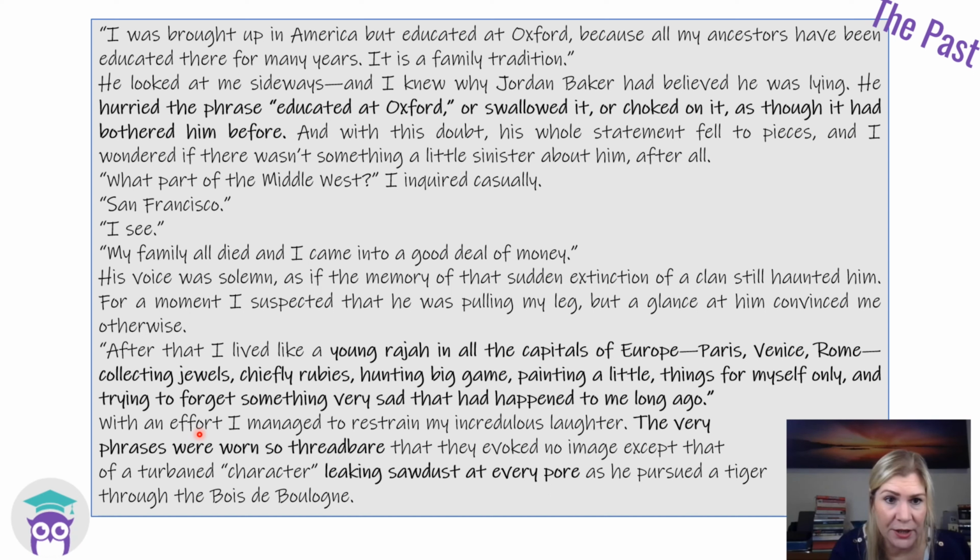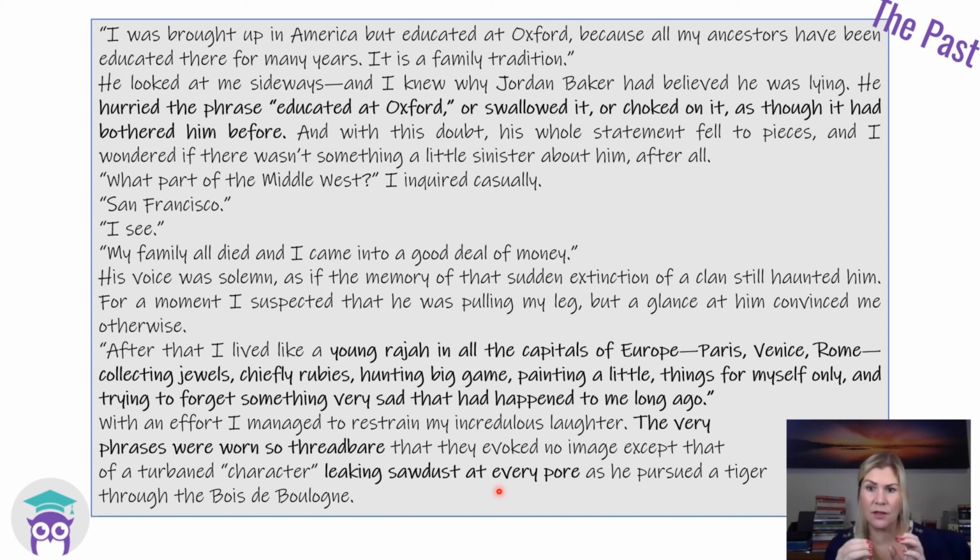Now this bit perhaps is the genuine bit, isn't it? Because that is what he was doing. He's trying to forget Daisy or trying to find a way to move on. But if you look at this asyndetic listing of all of his not achievements, but his pastimes, it's so over the top, it's so overly romantic that it's ridiculous, which is why we've got this wonderful metaphor here by Nick. The very phrases were worn so threadbare, like he's had to say them, they're so well rehearsed that Nick can see through them. And in fact, all that they do is create this turbaned character leaking sawdust at every pore.